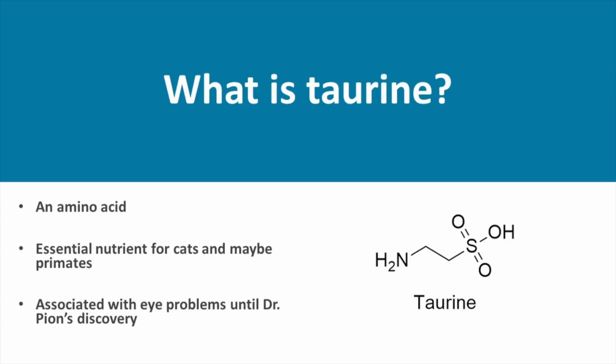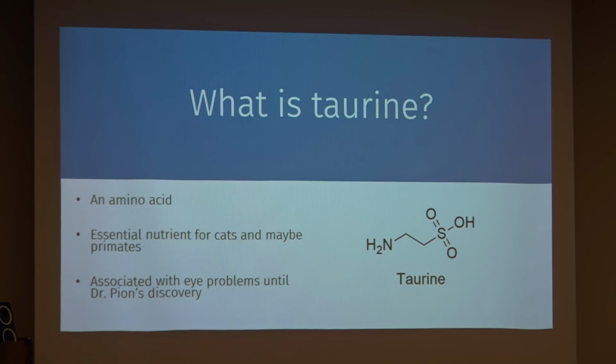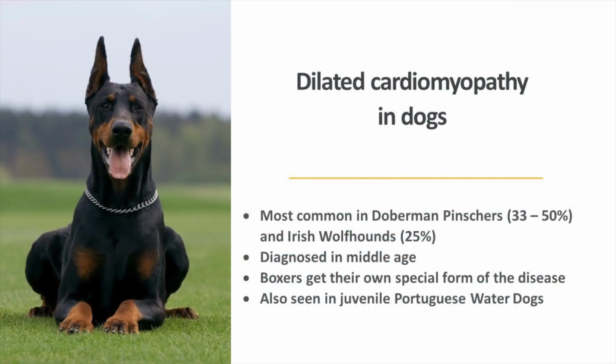And every once in a while in a cat that's eating a weird diet, we can see retinal degeneration from taurine deficiency. But again, that was another disease that we just do not see very frequently. And until Paul Pion's discovery, that's what people thought, oh, taurine deficient, they get this eye stuff, but never associated with heart disease. So this is a big deal. And what it did is it set off a flurry of, oh, taurine, dogs, maybe dogs with dilated cardiomyopathy, which is really common, have taurine deficiency.